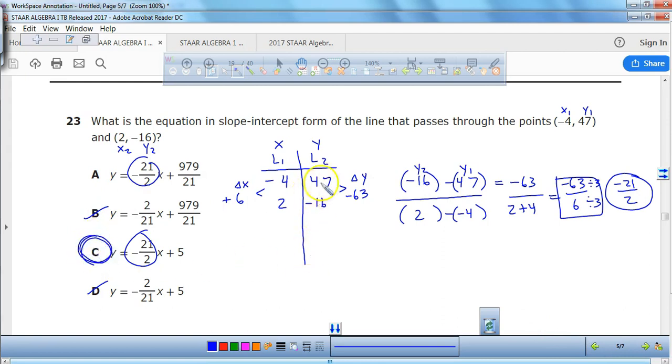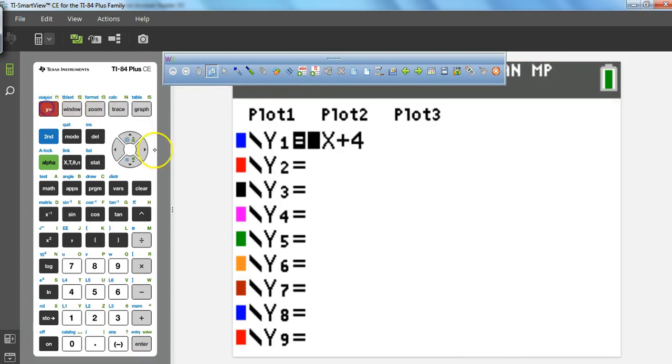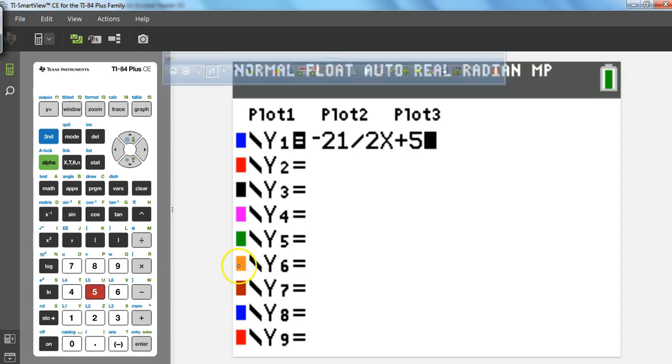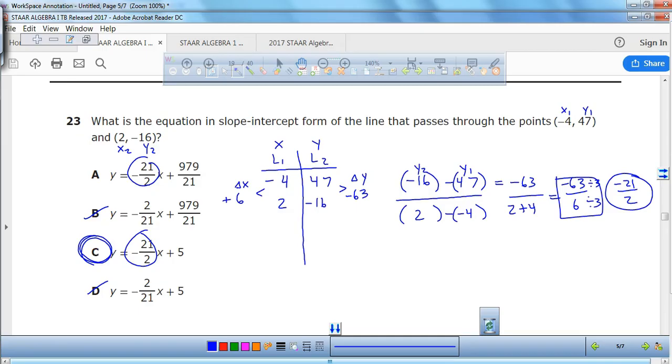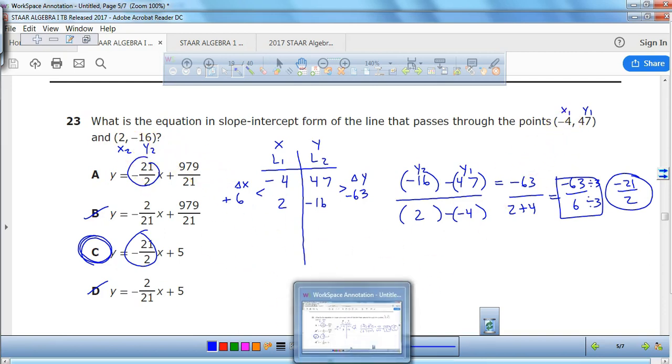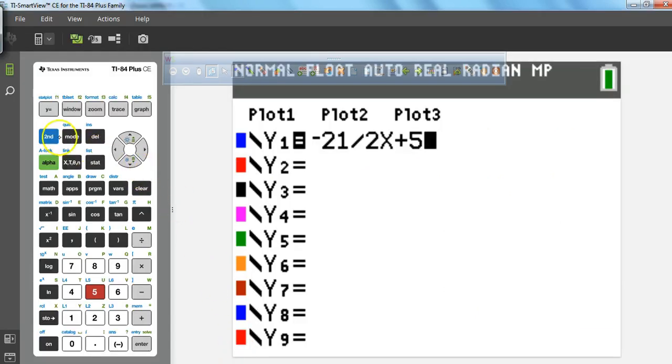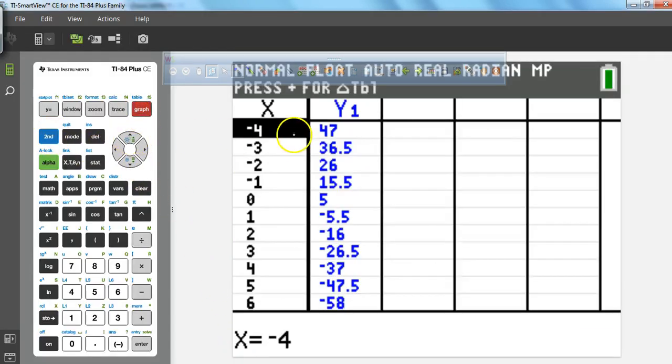Well, that's one way. You could use the stat editor. But on the other hand, you already have everything in y equals form. So an easier way might be just to hit y equals and type in negative 21 divided by 2x plus 5. And let's check our table. Now what do we need to check our table at? Negative 4 and a positive 2. So we're going to check for negative 4 and a positive 2 and see if we get this right. Here we go. Check your table. Oh, look at there.